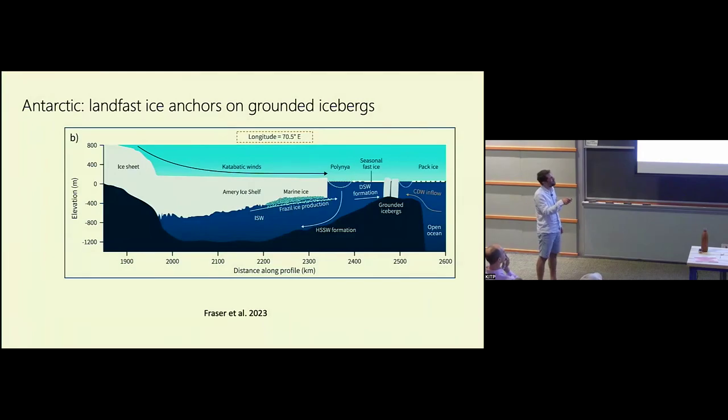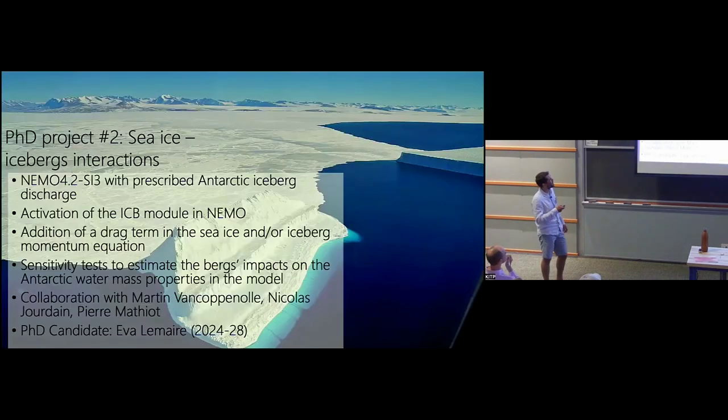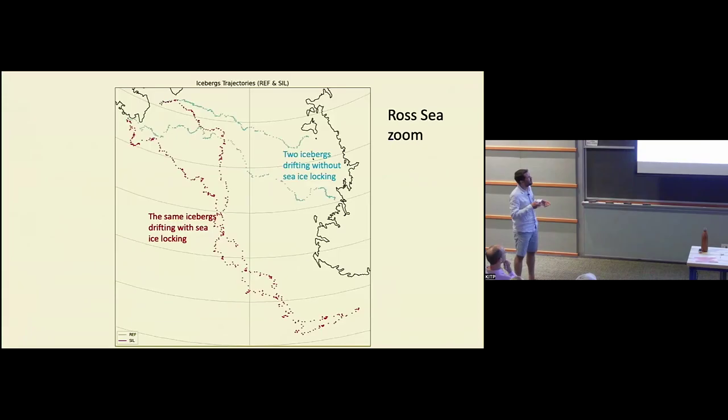In the Antarctic, landfast ice forms close to icebergs because it doesn't anchor on the ground. It anchors on the icebergs that are themselves anchored, grounded on the bedrock. And so that means that if you want to model landfast ice in Antarctica, you need to have iceberg representation. So that's why we now have this iceberg model that we have plugged in NEMO. And just to show you, and I will finish by that, the first result that we have obtained.